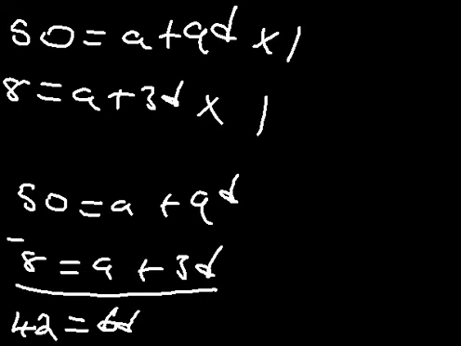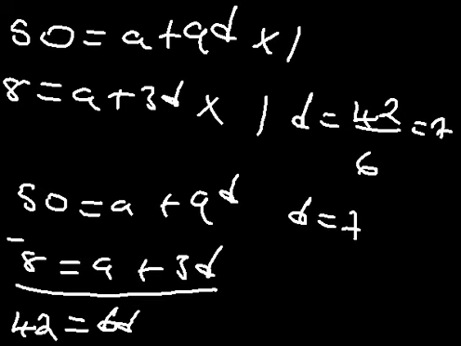So which means we'll have the common difference being given as 42 divided by 6. What is that one? 42 divided by 6. I will have it as 7. So the common difference is given as 7.